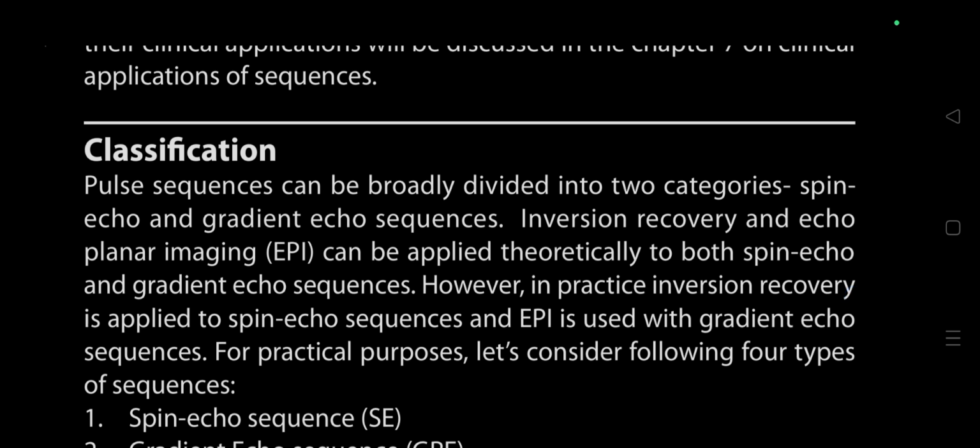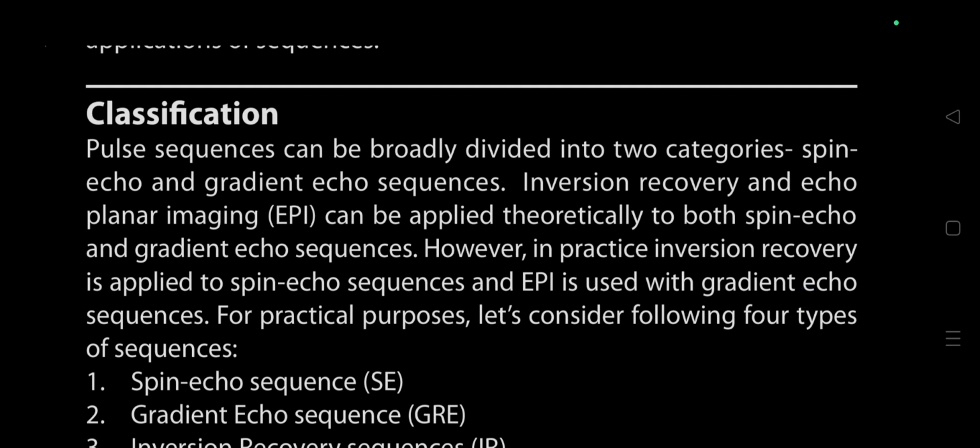Next is classification. The pulse sequence can be broadly divided into two categories. First is spin echo and second one is gradient echo.